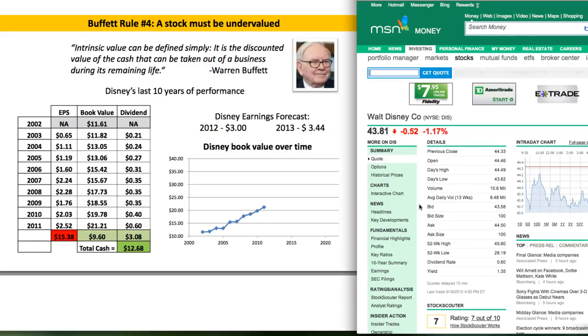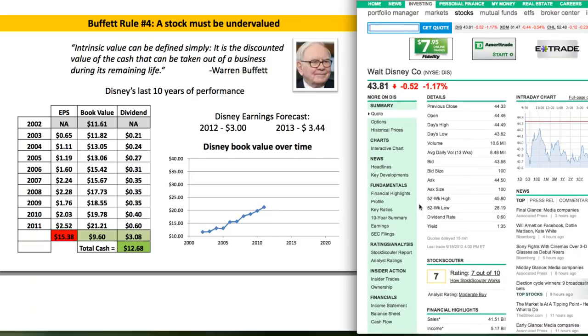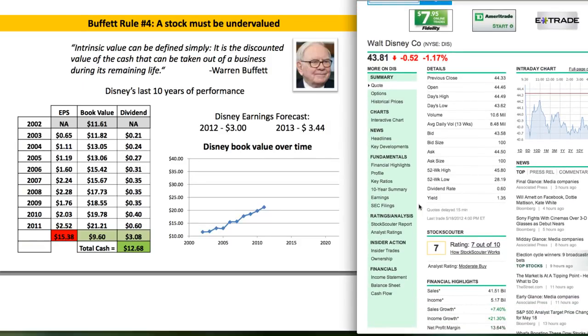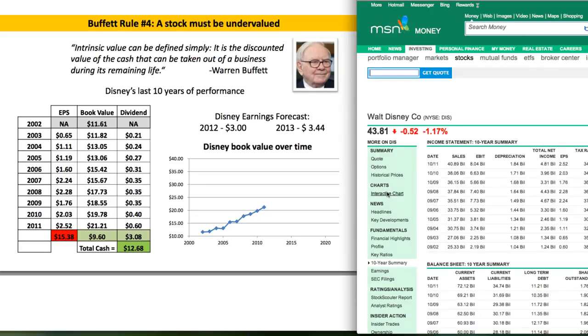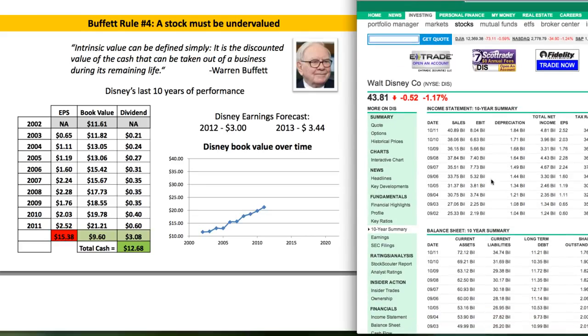The first thing that we're going to look at is the trend for the earnings per share over the last 10 years. So we hit this 10-year summary, and when you click on that, it brings up our chart, and we can see the earnings per share over the last 10 years right here. So we got $2.52 in 2011, $2.03, and it just keeps on going down. And you can see I have all those numbers input into this chart over here on the left. Now I left 2002 blank because we're using that year as a baseline value for the book value.